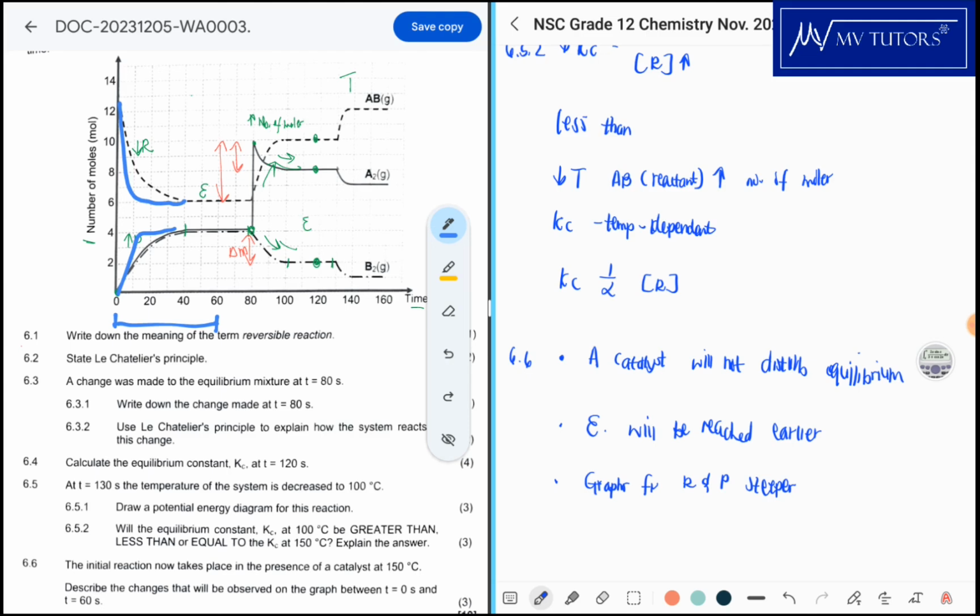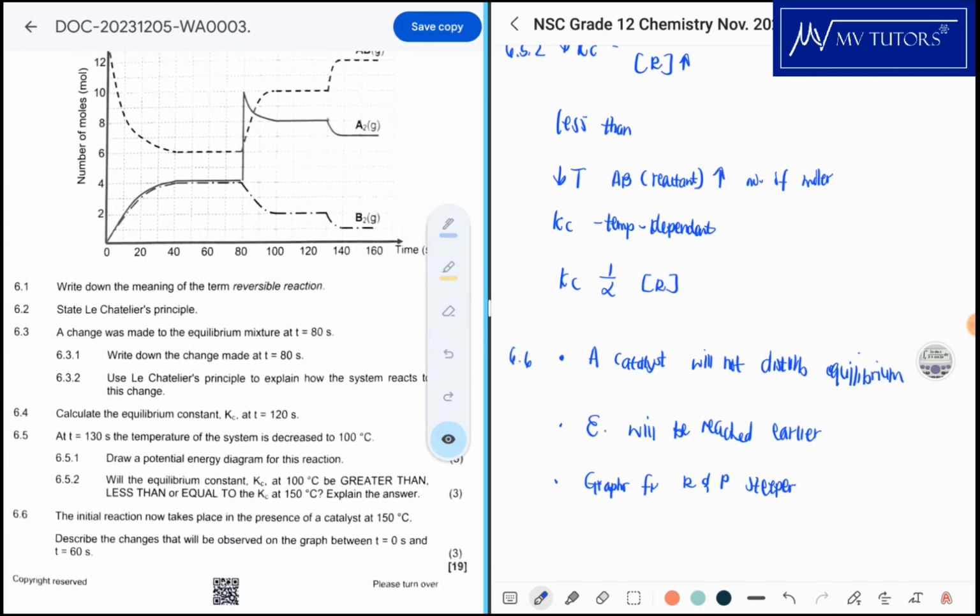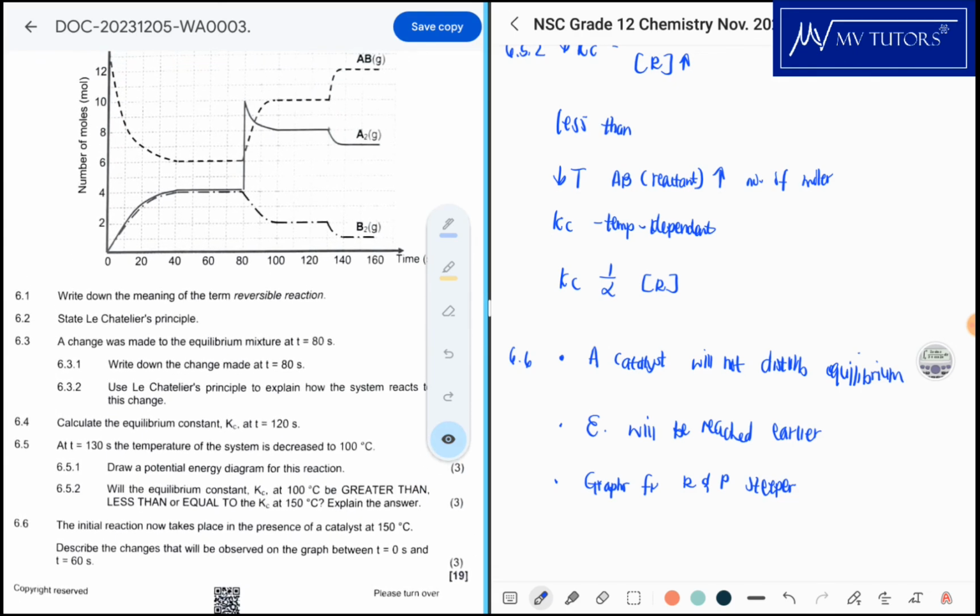Thirdly, what do we observe? The graphs for the reactants as well as the products are more steep. Okay, because what does a catalyst do? It increases the reaction rate, and we see that by graphs being more steep. Okay, and I think that is it for question 6. Thank you. We'll continue with question 7.